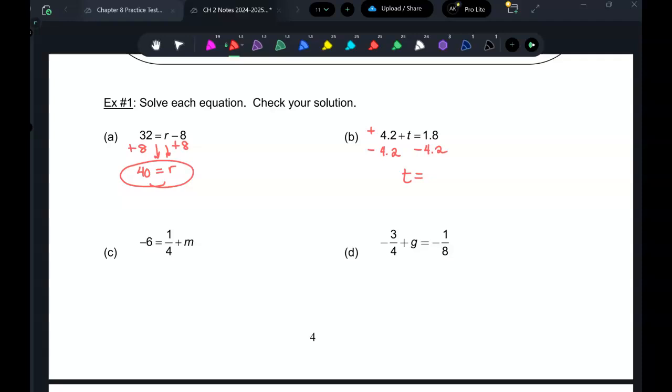1.8 minus 4.2. Is it negative 3.6 though? No, it's negative 2.6. What does your calculator say? Mine says negative 2.4. Ah, negative 2.4. Mine isn't charged, it won't turn on.